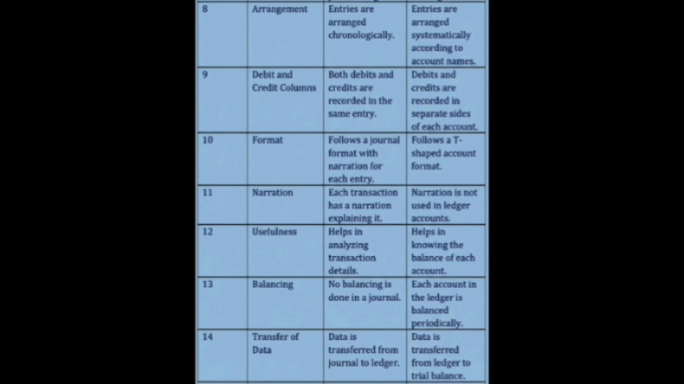Data is transferred from journal to ledger. Data is transferred from ledger to trial balance. The journal is a day-to-day record of transactions. The ledger is a summary record of all accounts. Preparation of financial statements, example and dependency, prepared by.